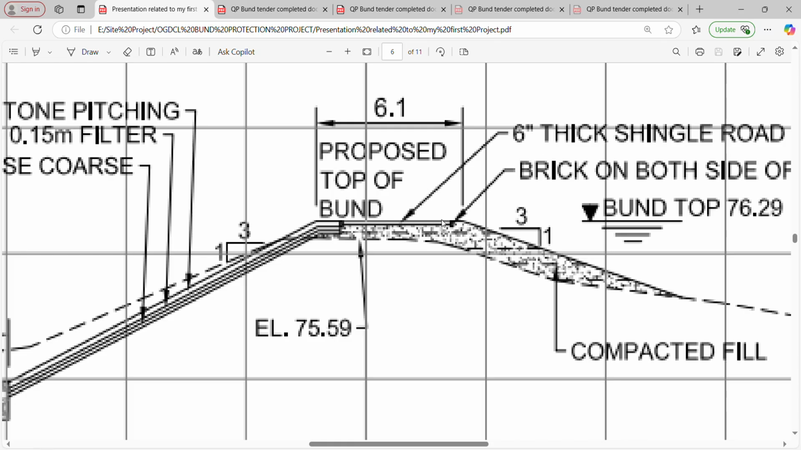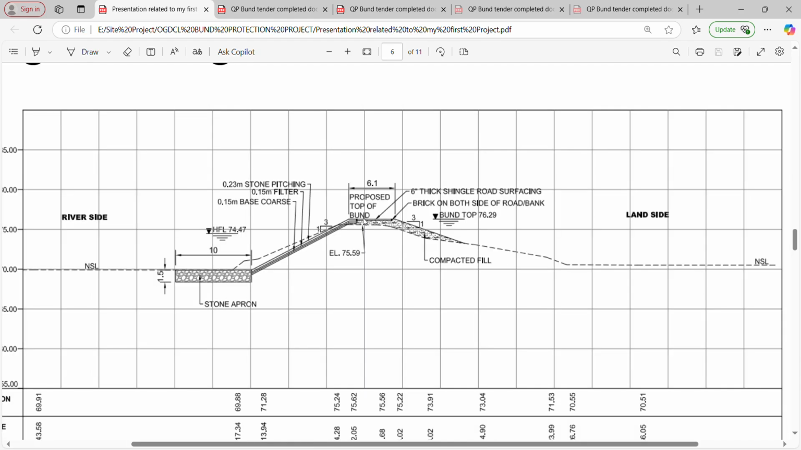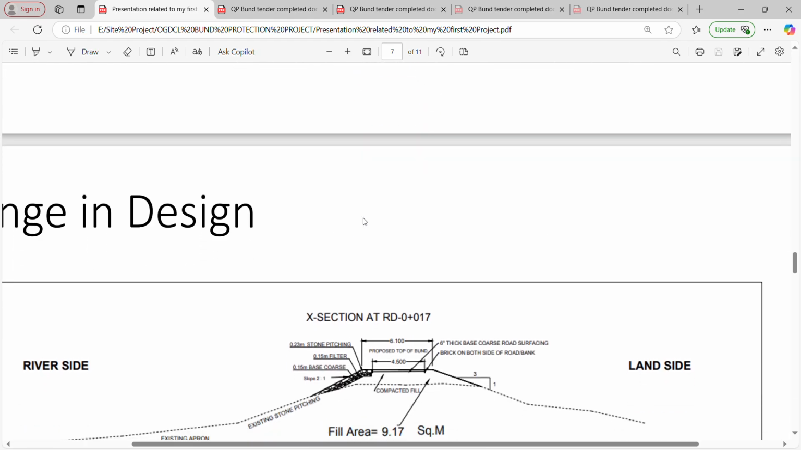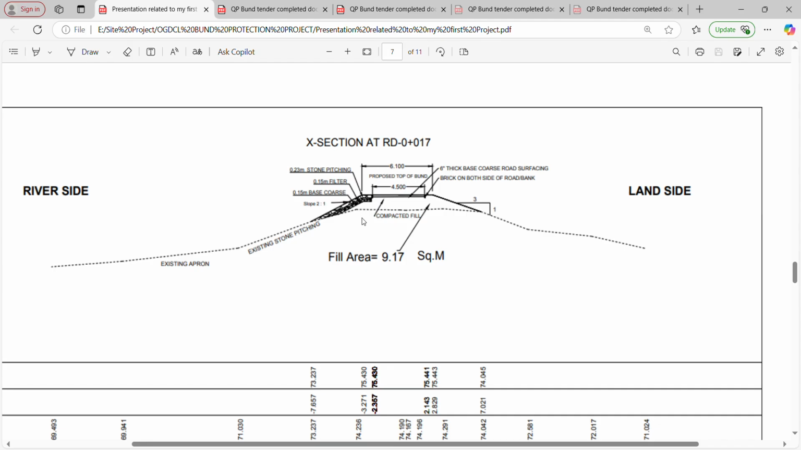Carriageway is around 4.5, with brick edging on both sides. So this is the old design. In the next slide, I show the new plan. This is basically the new plan. Due to the time consumption, they minimized the stone pitching on the riverside and also decreased the slope ratio to 2:1, and these are all the remaining.